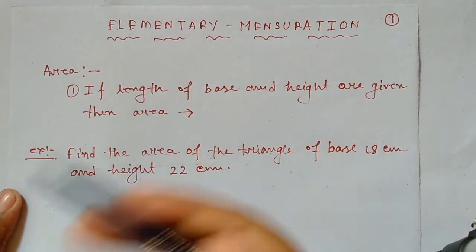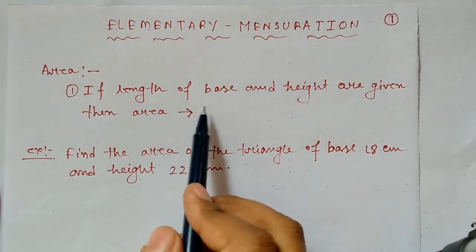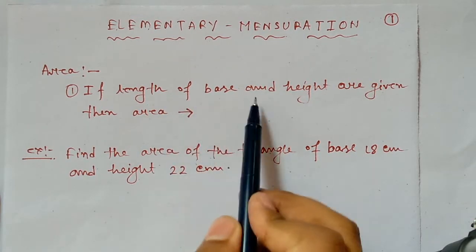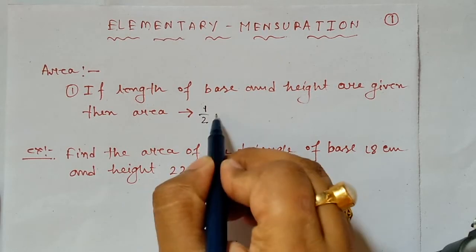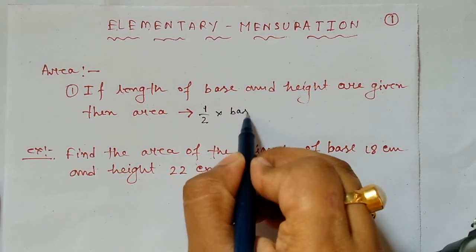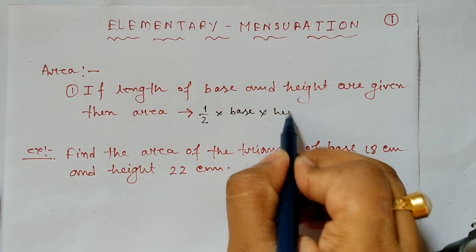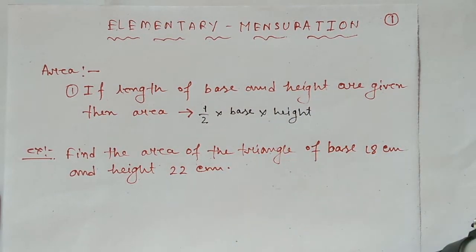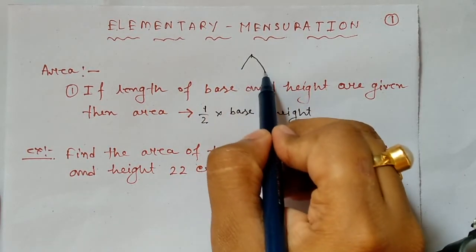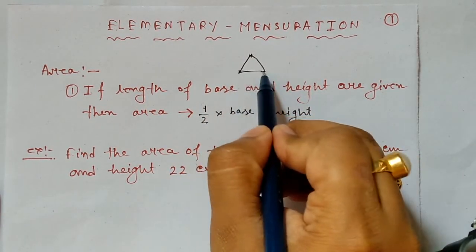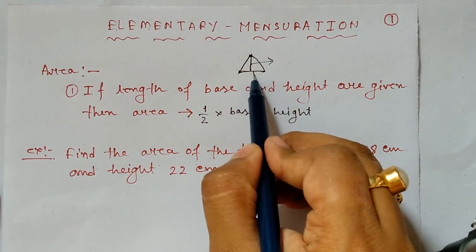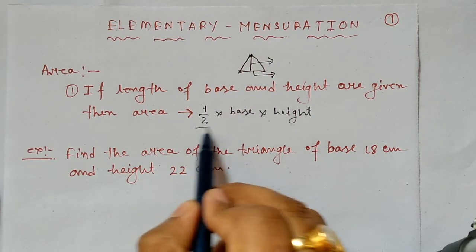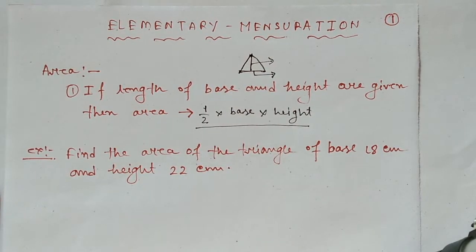In the case of a triangle, if the length of the base and height are given, then the area should be half into base into height. For any triangle, let's say this is the base and this is the height. If in any problem the height and base are given, then this formula should be used, that is half into base into height.